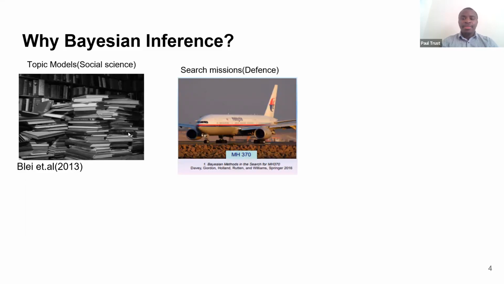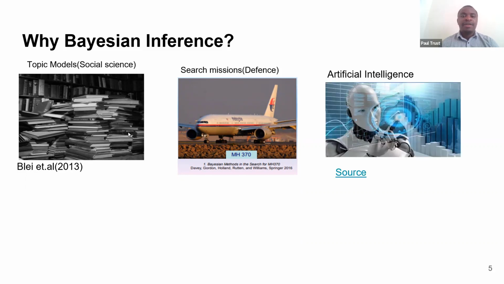There are missions which involve a lot of uncertainty. If you know the search mission of the MH370, most of the promising methods that are being used involve Bayesian methods because it involves a lot of uncertainty. Artificial intelligence: as I had said, most of the topics in artificial intelligence, especially a class of models known as generative methods, are powered specifically by the theory of Bayesian methods.